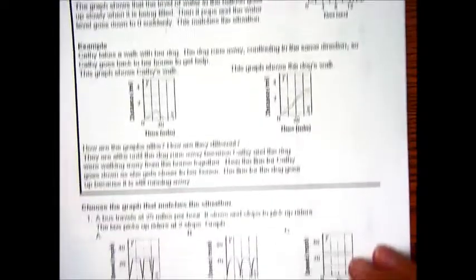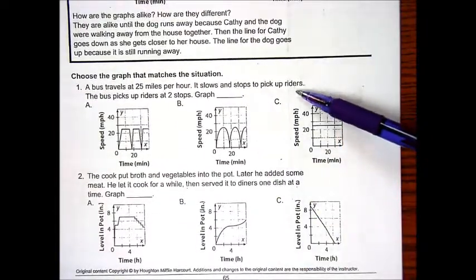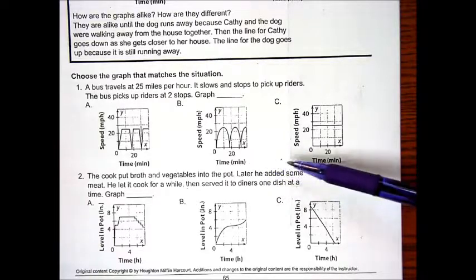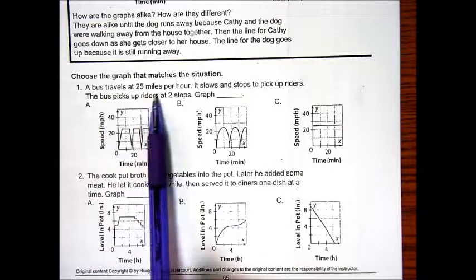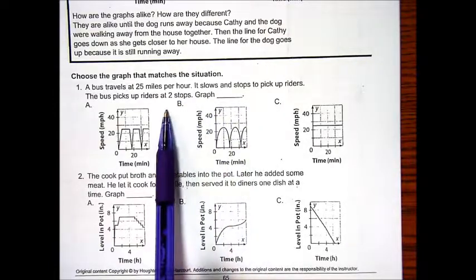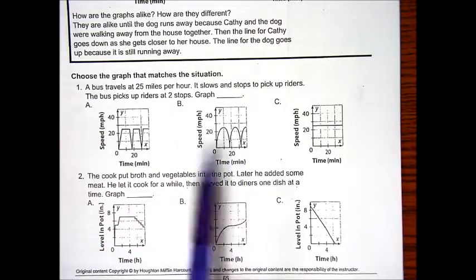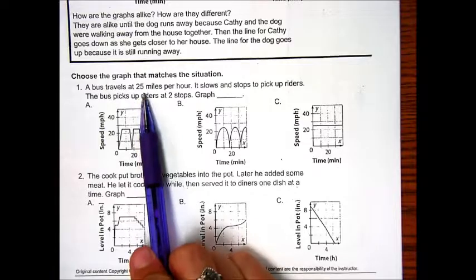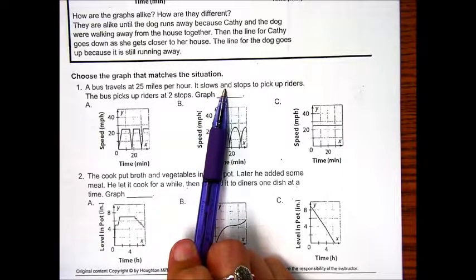We're going to take a look at a few questions that are similar to some homework questions, where you're presented with a situation and asked to match which graph provided goes along with the situation best. In this one, we have a bus that travels at 25 miles per hour and it slows and stops to pick up riders. The bus picks up riders at 2 stops. Looking at these choices, we're looking for something that shows the bus at some point traveling at 25 miles per hour. We definitely want to show that it is slowing down to a stop to pick up riders.